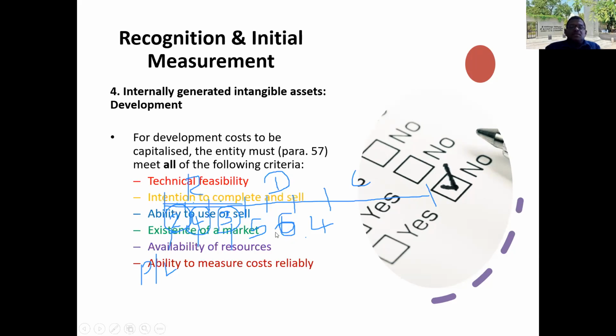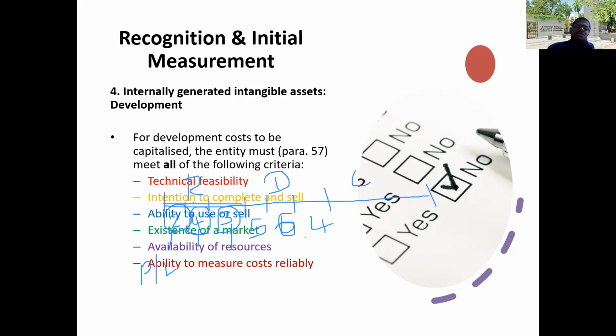Criteria are, of course, technical feasibility. Technically, you should be in a position to produce the product. If you are producing a vaccine, you need to have enough scientists. That is the technical feasibility. Then the intention to complete and sell: you should have an intention, objective, purpose to complete the project and market it. Then ability to use and sell. You should be in a position to sell it, or use it, maybe for your own purpose.